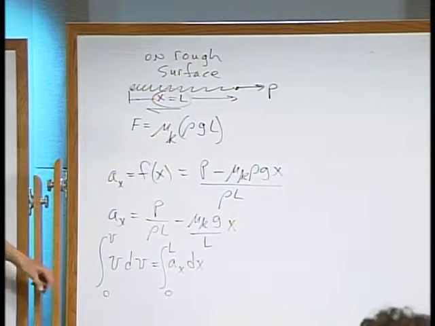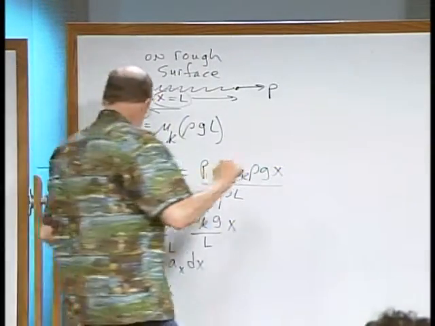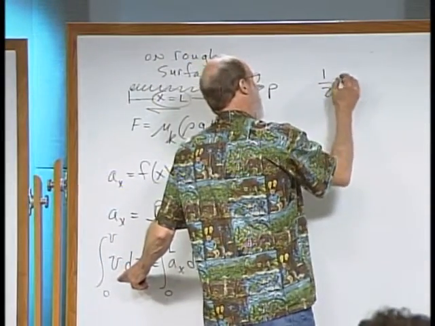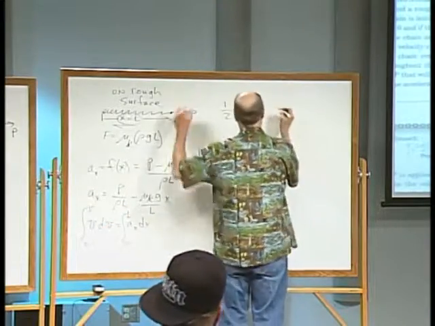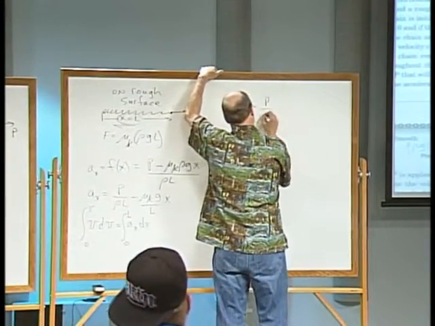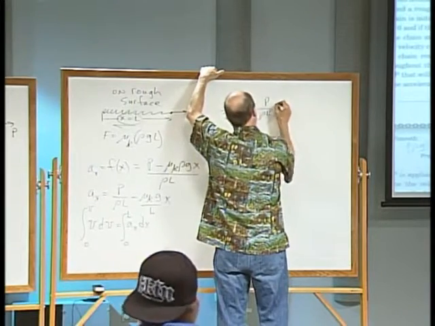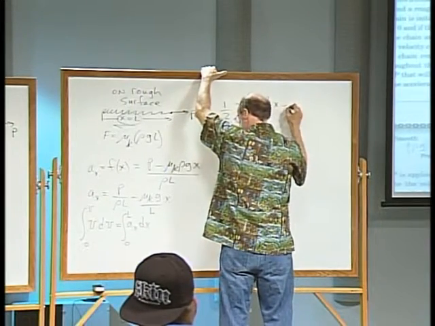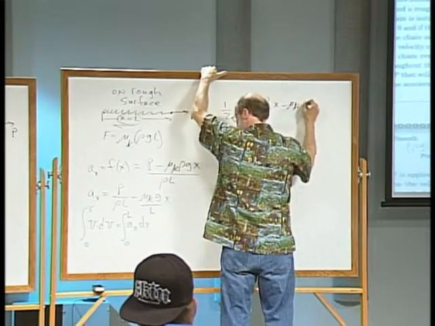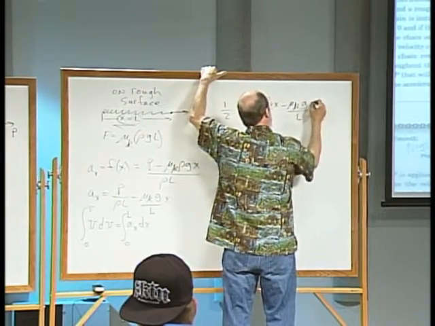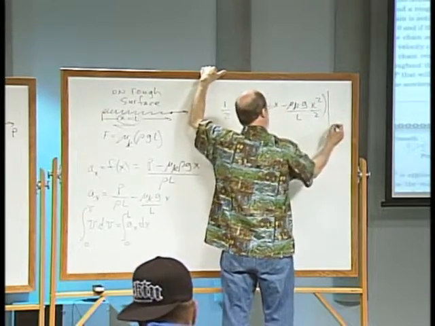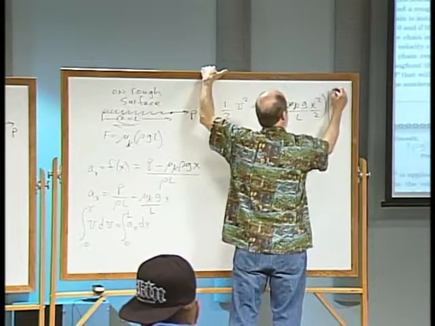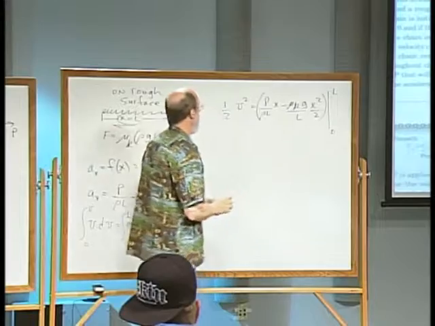Right? Okay. So we crank this out, and on the left side we get 1/2 of our v squared. Over on the right side we integrate that, and we get P over rho L x minus mu k g over L times x squared over 2, evaluated between the lower limit 0 and upper bound L.